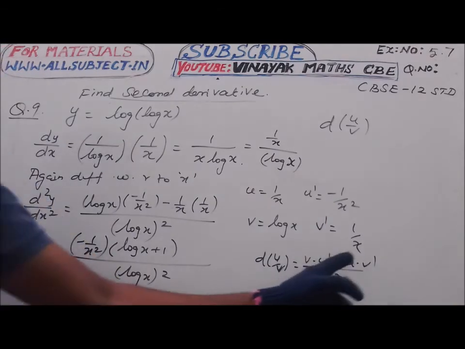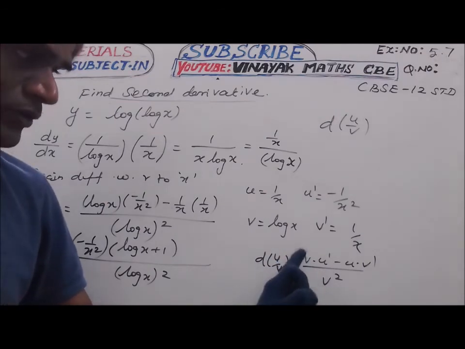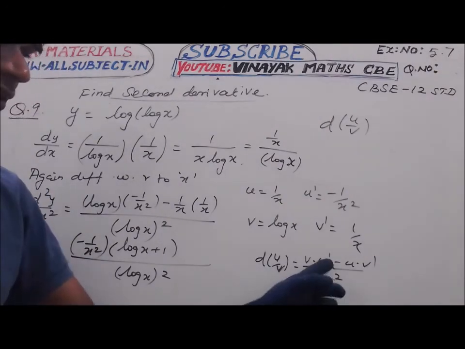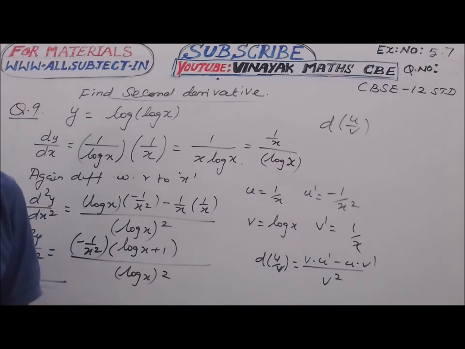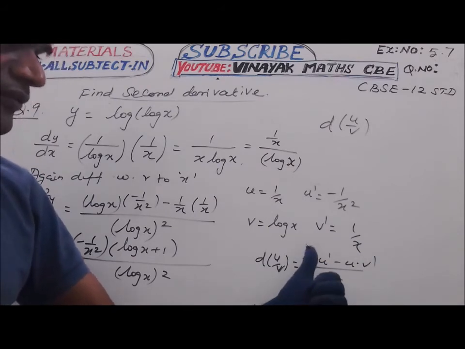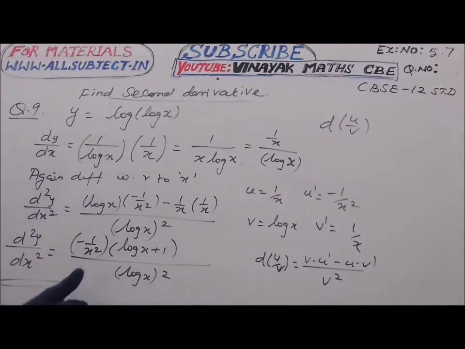Here you need not interchange these terms. You should apply it in the particular form v into u dash minus u into v dash, because we have subtraction between the terms. If addition appears between the terms, you can interchange the terms, it will not be a problem. Suppose subtraction appears, you need not interchange the steps. So the particular order v u dash minus u v dash you should substitute. So substituting and simplifying, we get minus 1 by x square into log x plus 1 divided by log x whole square. That is d square y by dx square, the second derivative of the given function.